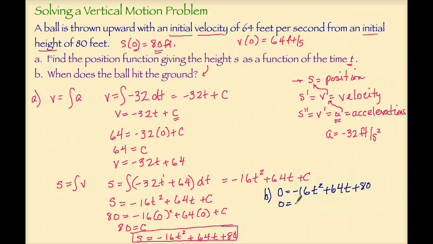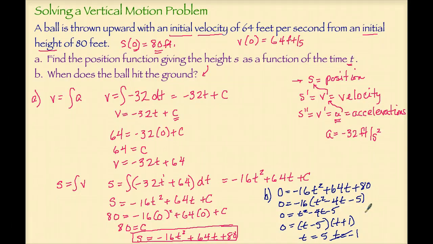Let's factor out the negative 16. Dividing both sides by negative 16 gives 0 equals t squared minus 4t minus 5, which factors into t minus 5, t plus 1, giving two potential answers, 5 and negative 1. We can rule out negative 1 since we know that time cannot be negative, which means at 5 seconds the ball hit the ground, and that is the answer to letter B.